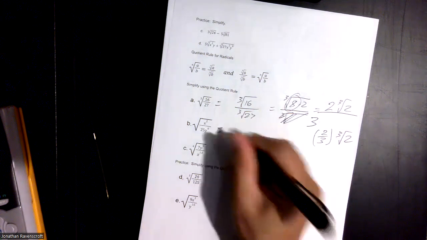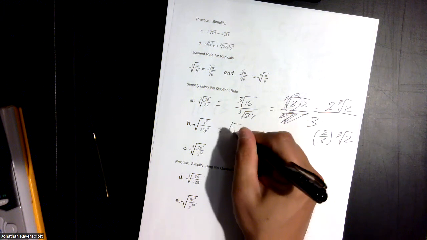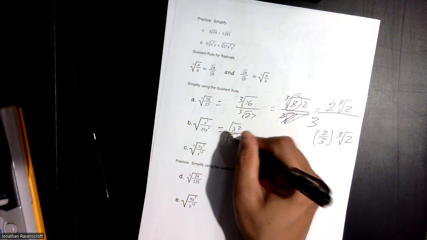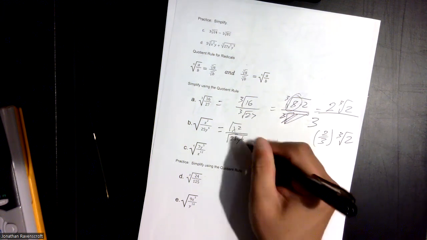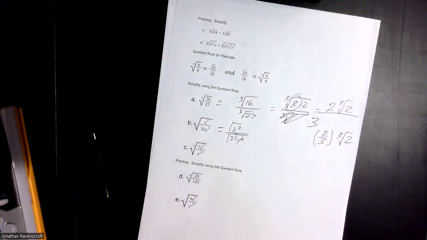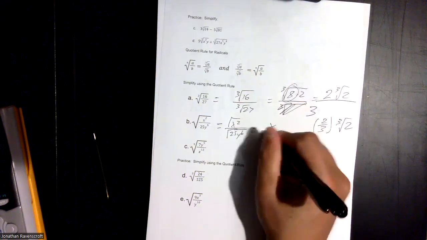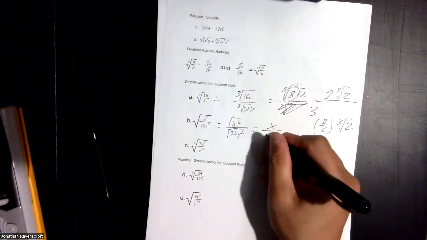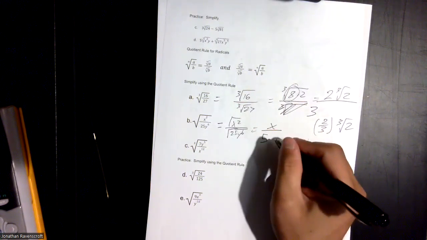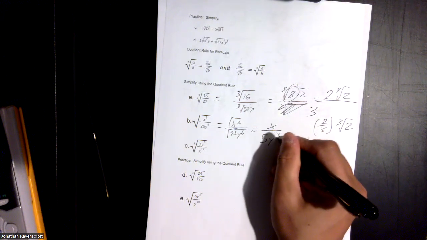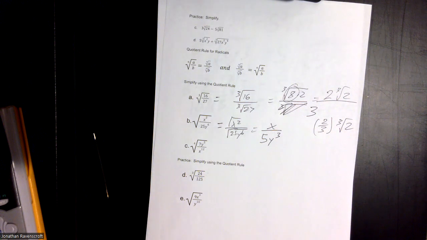Square root. This is the same thing as square root of x squared over square root of 25y to the 6th. Now, you may not necessarily write this step out, but this is how we need to think. Square root of x squared is simply x. Square root of 25 is 5. Square root of y to the 6th is y cubed. And then we're done.